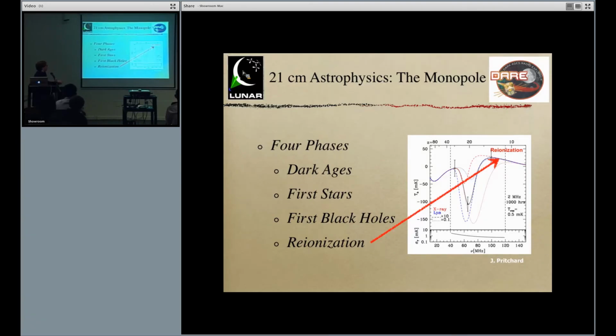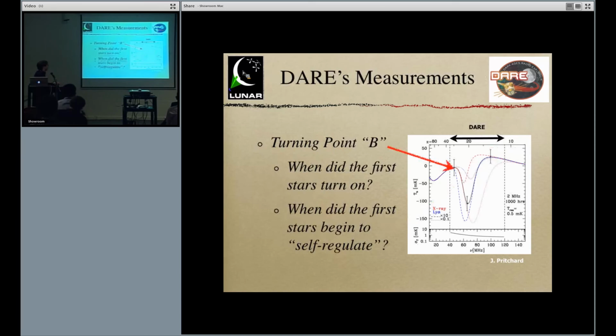So what we want to do with DARE is actually measure what this spectrum looks like. What I'm showing here is, of course, a theoretical prediction of it. And we're really looking to isolate a few key physical facts. They're encoded in the turning points of this signal, the sort of dramatic changes in what's going on with it. And we've lettered these. The first one, A, is out here, and we won't be able to observe that. The DARE window is between these vertical dashed lines here.